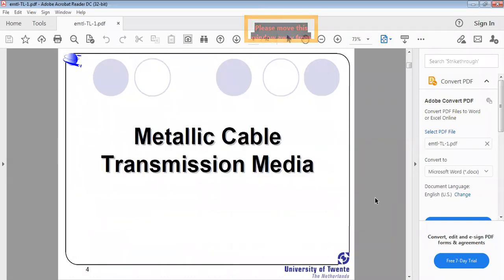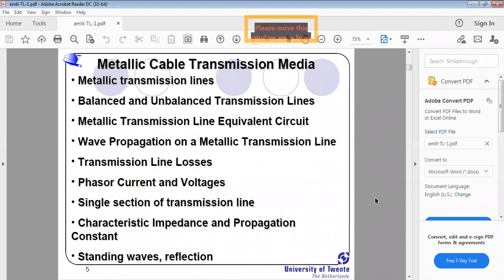And next we discussed metallic cable transmission line medium. The name itself indicates it is metallic, with some insulation coating on the surface. Metallic cable transmission lines are made up of metal as the material. In that, there are two types of transmission lines: balanced and unbalanced transmission lines. Metallic transmission line equivalent circuit contains R, L, G, C as the primary components. They are primary constants. Propagation constant gamma and characteristic impedance Z naught are the secondary constants. That is the term you learned.